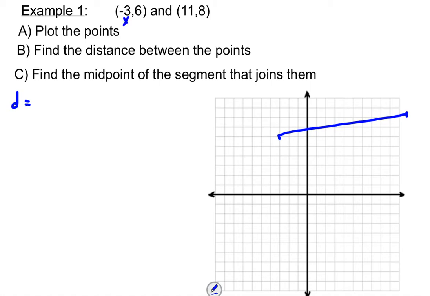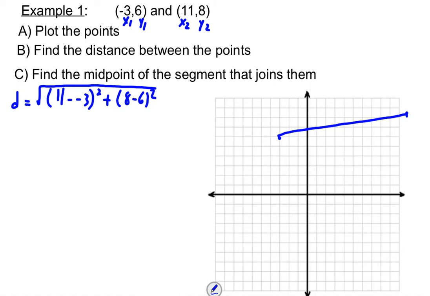So this is my x1, y1, my x2, y2. So distance formula says to subtract your x's. So I can take 11 minus a -3 squared plus subtracting my y's, 8 minus 6 squared. So I've got this minus a minus, which becomes a plus, so I really get 14 squared plus 2 squared.